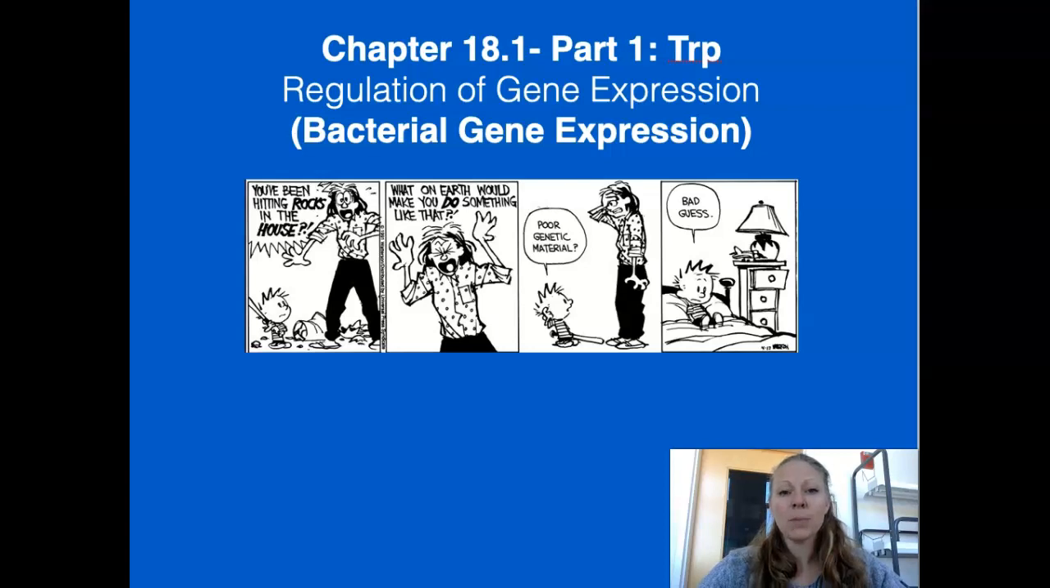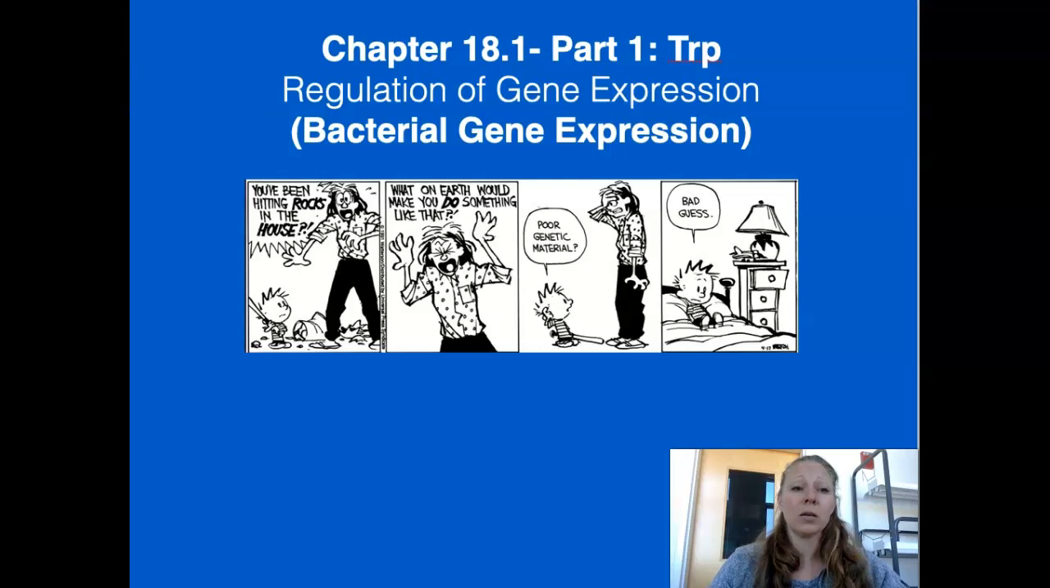We're going to break up Chapter 18 into 3 sections so that we can wrap our head around it. 18.1 Part 2 is going to be the lac operon, and 18.1 Part 3 is going to be positive and negative control. So this is all of bacterial gene expression. We're going to be talking about E. coli. So remember that this is bacterial. In 18.2, we're going to start talking about eukaryotic gene expression.